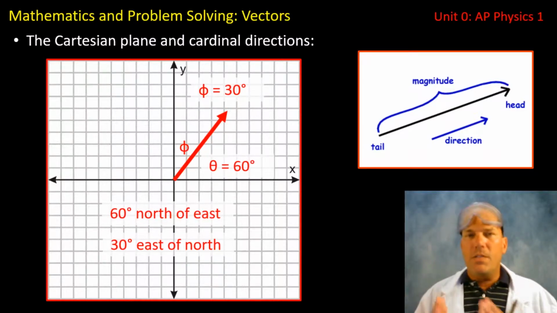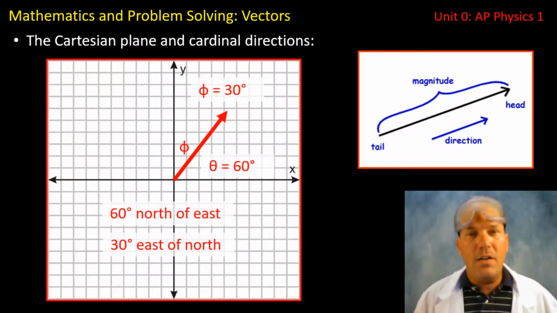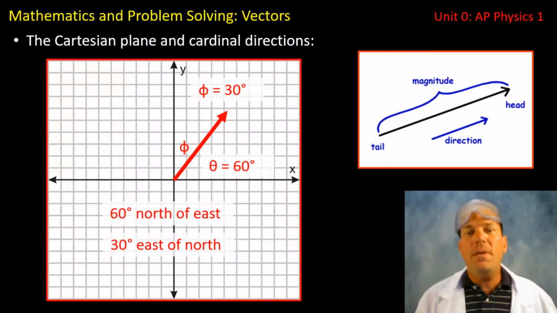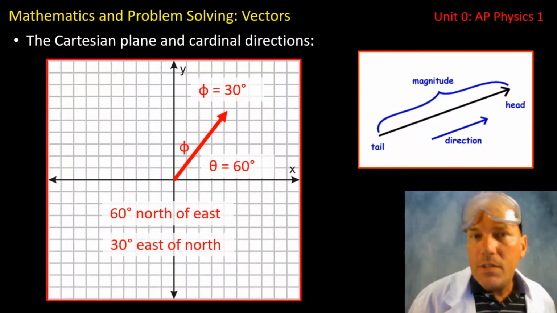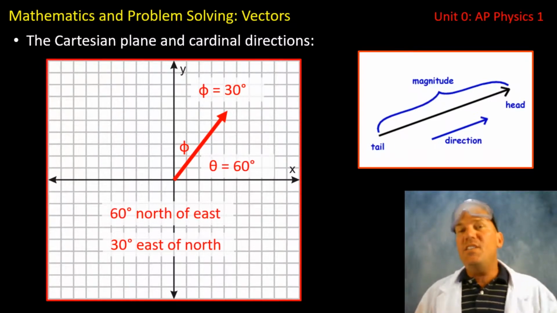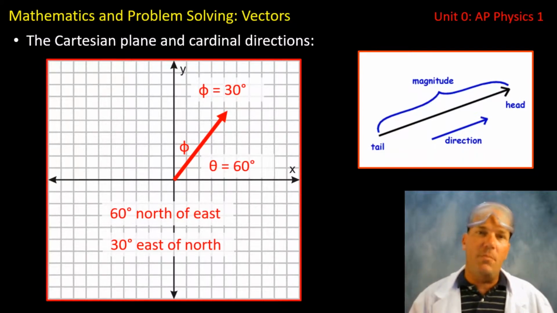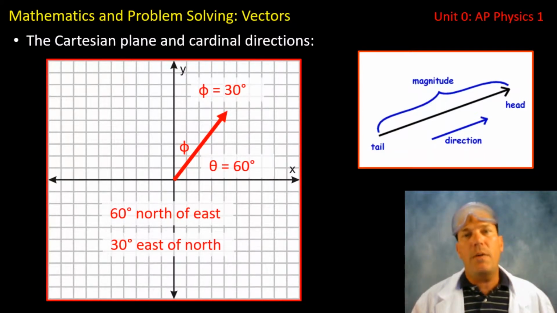In other words, the direction for this vector in terms of cardinal directions on a Cartesian plane can be described as either 60 degrees north of east, or we can also say 30 degrees east of north. Both of those are perfectly acceptable and accurately describe the direction.